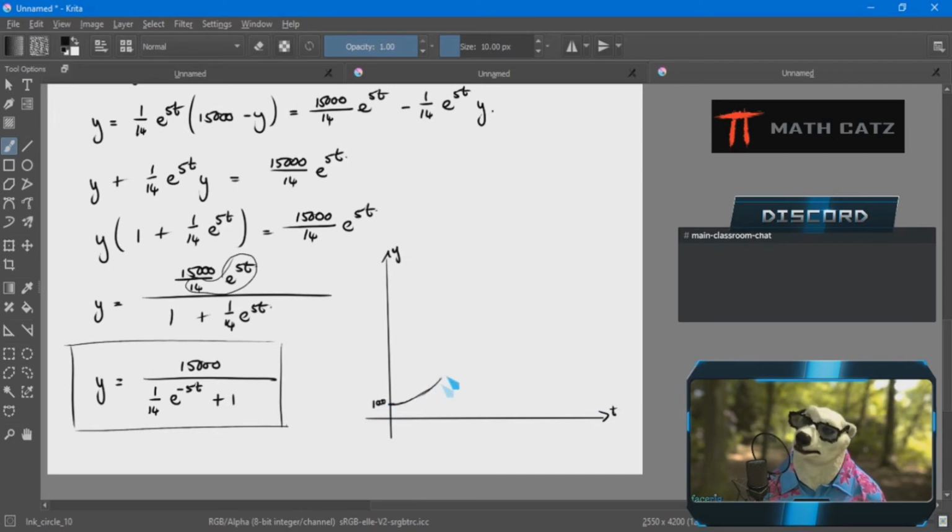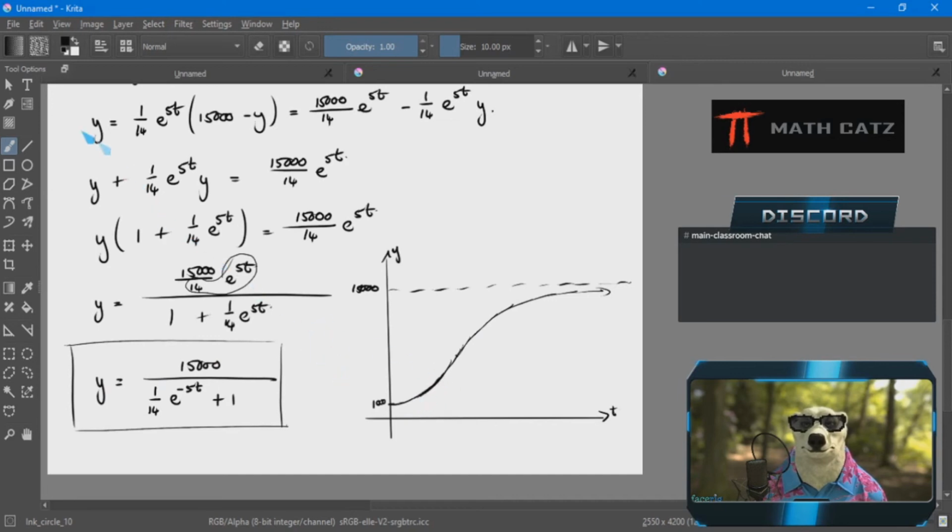It's going to have that basic exponential growth initially, and then the capacity is going to force it to slow down to a capacity of 15,000, which is exactly what we want. We want our function to exhibit those properties because that is in reality what is happening to the bacteria, to the population.